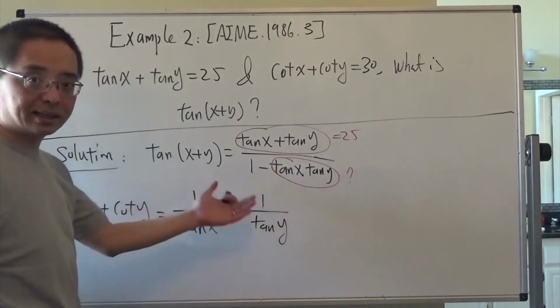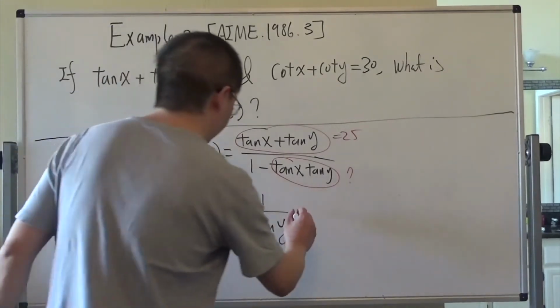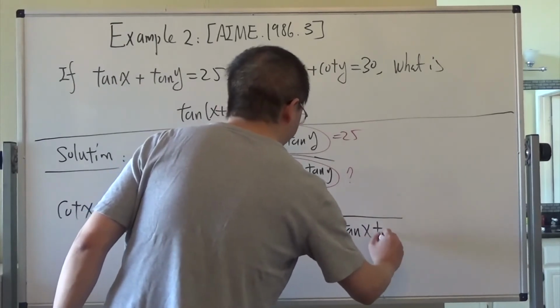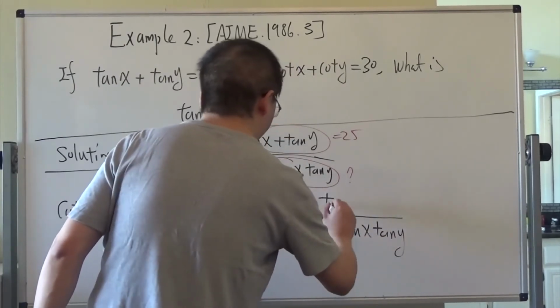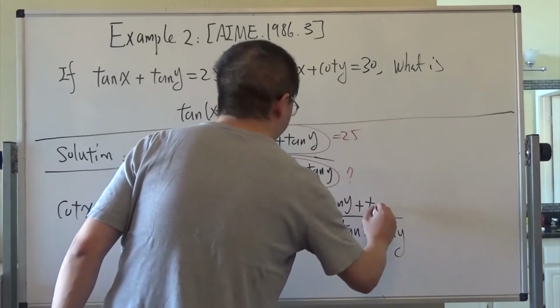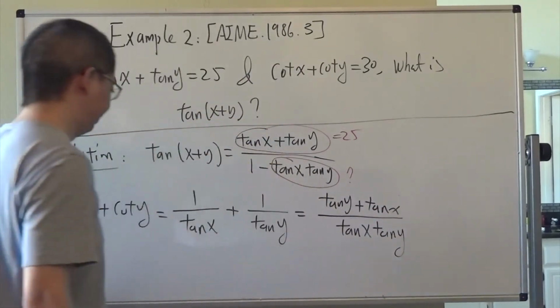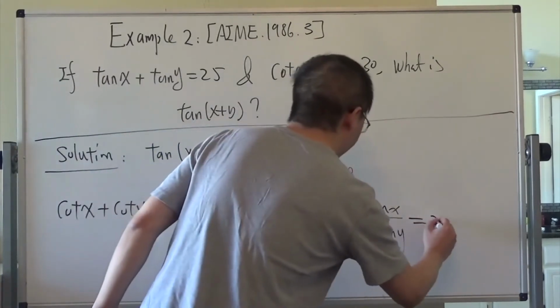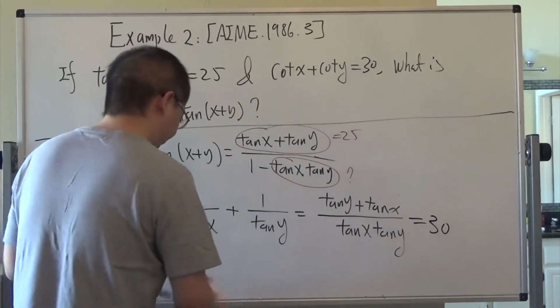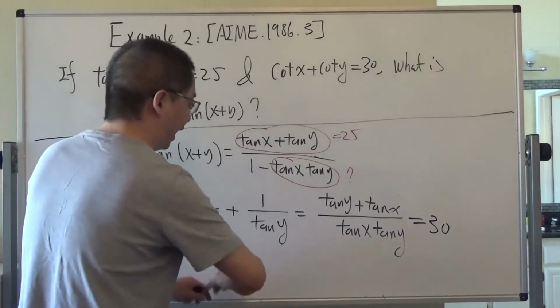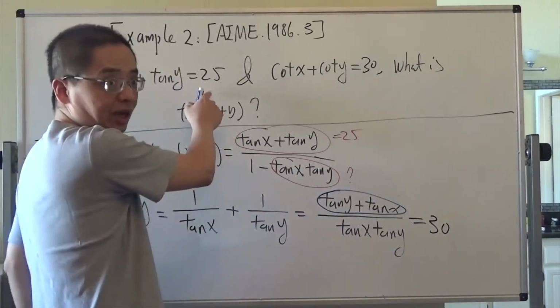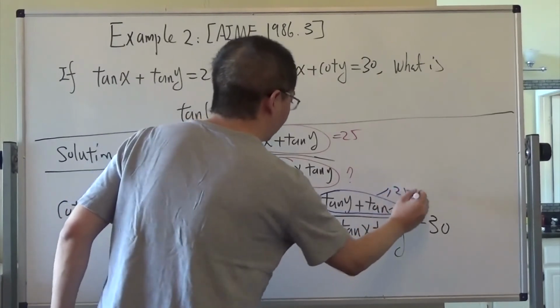Okay, let's combine these two fractions into one. Use the common denominator, that's tangent x times tangent y. Here's tangent y plus tangent x. We know this added together equals 30. And again, we have tangent y times tangent x, which is given as 25, so this one is 25.